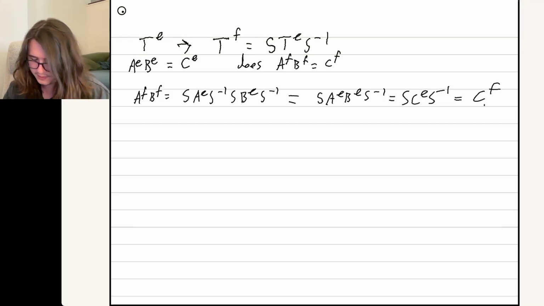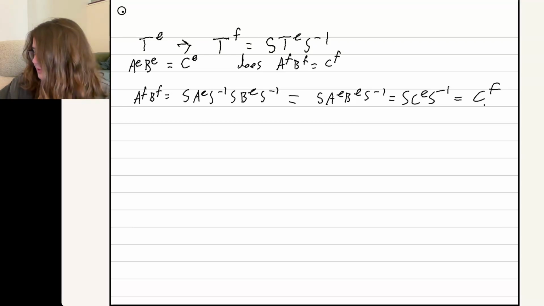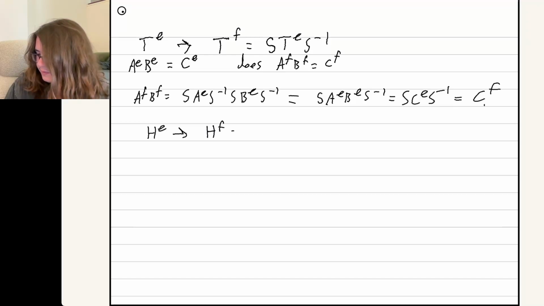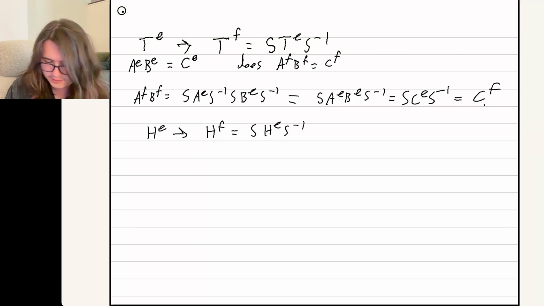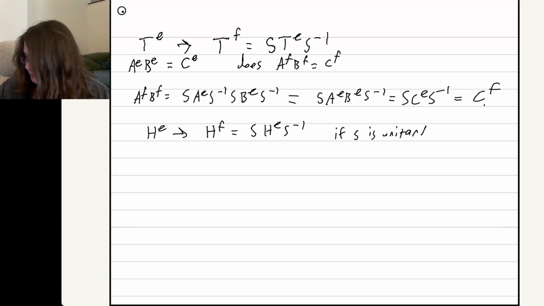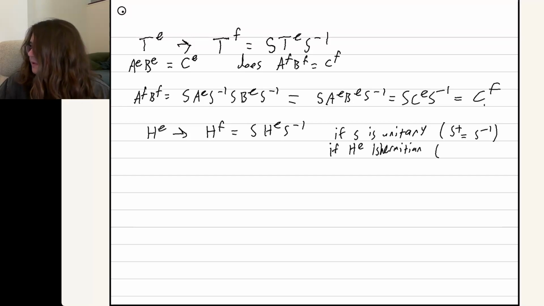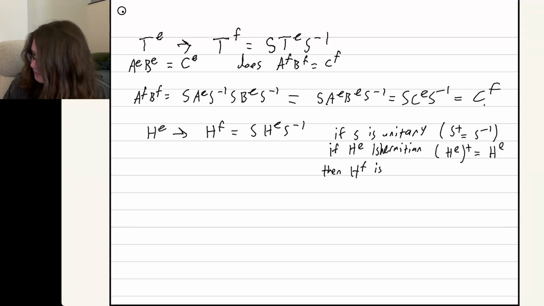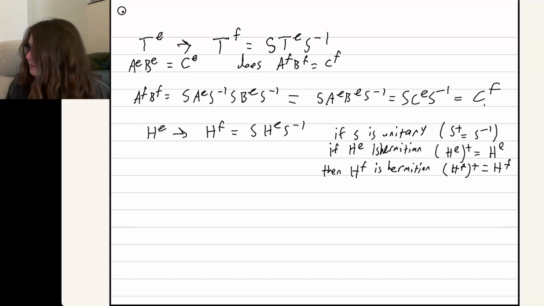We just proved it. The next thing that Griffiths asked is that if you have some Hermitian matrix that you're applying a similarity transformation on, so you're taking H_E to H_F, where it's going to be S H_E S inverse, and then assuming that S is unitary, i.e. that S dagger equals S inverse, and if H_E is Hermitian, that is that H_E dagger is equal to H_E, then H_F is also Hermitian. That is, H_F dagger equals H_F. Right? That's what we're proving.